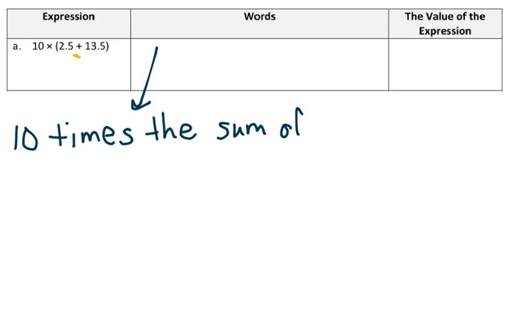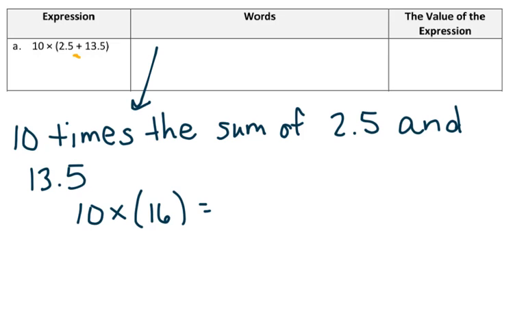of 2 and 5 tenths and 13 and 5 tenths. Okay, so that's what the expression is in words. Now we're going to find the value of the expression. So I'm actually going to go ahead and do the math for this one.